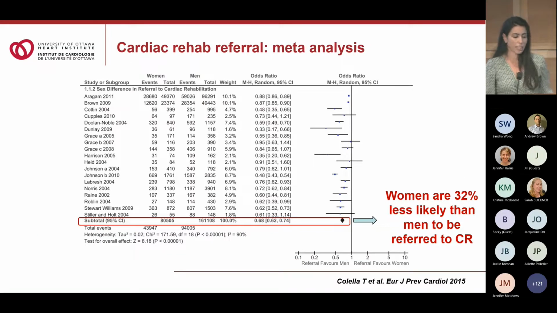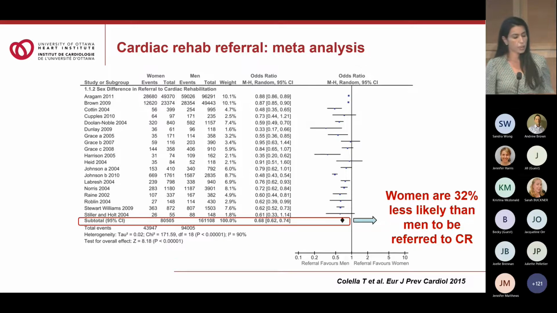When we look at cardiac rehab referral, we know cardiac rehab is very important in restoring mental and physical health, restoring contribution to community, and cardiac rehab is associated with a decrease in hospitalization and cardiovascular mortality.